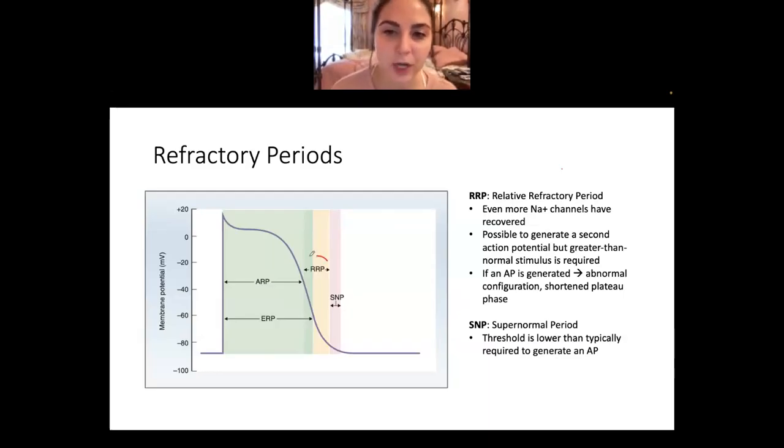But if you were to generate an action potential during this period, you would get an abnormal configuration. It would just look weird. Again, a lot of arrhythmias can happen by starting it in the relative refractory period.